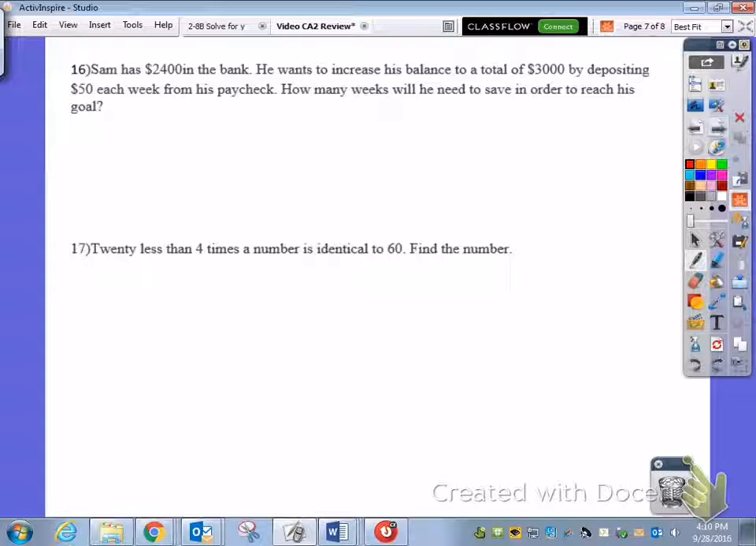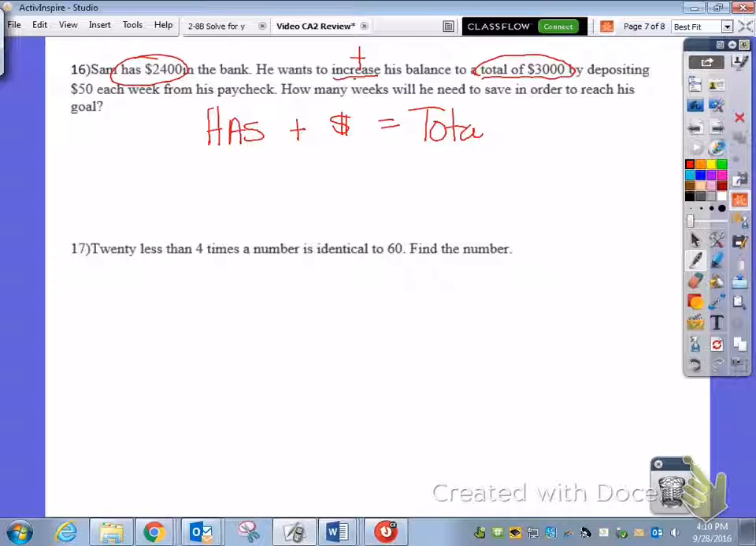Number 16, Sam has $2,400 in the bank. He wants to increase his balance. So he has money. He wants to increase, that's plus. Okay, so he wants to add money to a total. So he's going to add some money, and then that's going to give a new total. And he wants to increase it to a total by depositing. Depositing is another way to say addition, which was our increase. He wants to deposit what? 50 each week. Now remember, we see the each, that's times. So that's 50 times W.